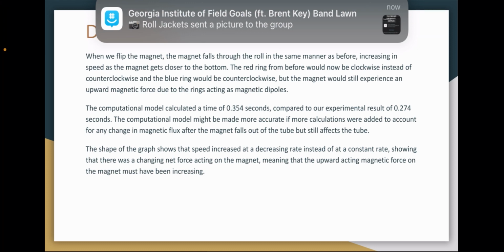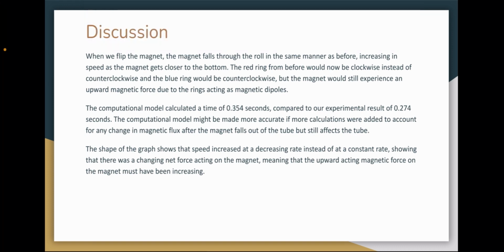The computational model calculated a time of 0.354 seconds compared to our experimental result of 0.274 seconds. The computational model might be made more accurate if more calculations were added to account for any change in magnetic flux after the magnet falls out of the tube but still affects the tube. The shape of the graph shows that speed increased at a decreasing rate instead of at a constant rate, showing that there was a changing net force acting on the magnet, meaning that the upward acting magnetic force on the magnet must have been increasing.